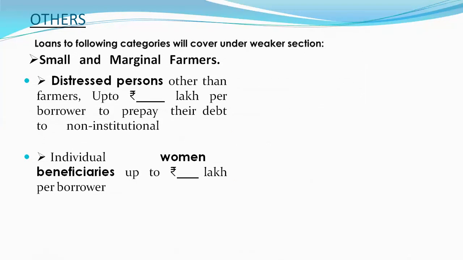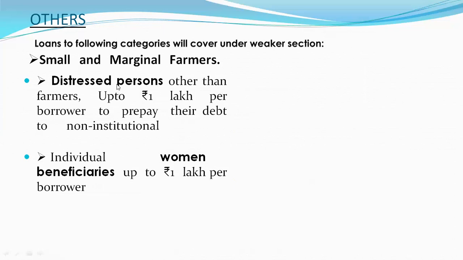Let's see what the right answer is. Here you can consider the options for both: up to 1 lakh, 2 lakh, 5 lakh, 10 lakh. So let's see the right answer. The correct answer is 1 lakh, 1 lakh for both. So for distressed persons, friends, any loan up to 1 lakh that the bank provides will come under priority sector lending. And for individual women beneficiaries, up to 1 lakh is also eligible for priority sector lending. Let's see the next question.